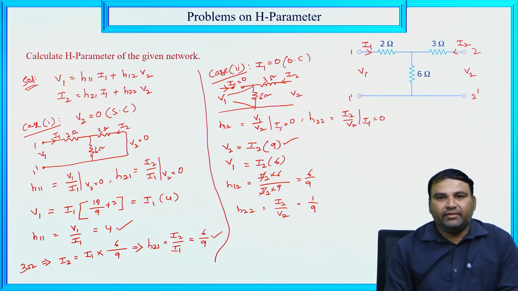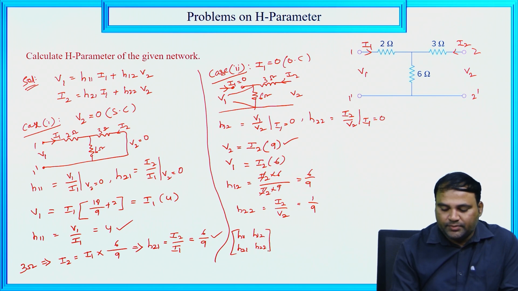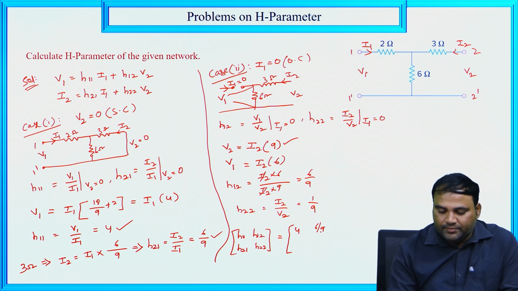Now all these equations we have to write in a matrix form, that is H11, H12, H21, H22, that is equal to, so H11 is 4, H12 is 6 by 9, H21 also 6 by 9, and H22 is 1 by 9.